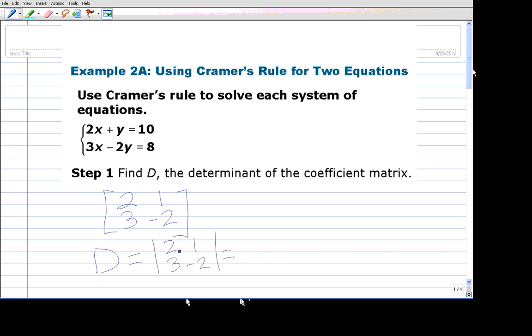So for the determinant, we take the first diagonal, multiply those together, then we'll subtract the product of the other diagonal. So here we get negative 4 minus 3, and that equals negative 7. Negative 7 is not equal to 0, it's non-zero, therefore the system is consistent, and there will be exactly one solution.